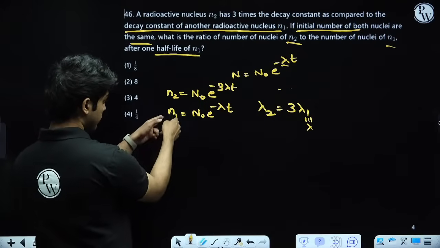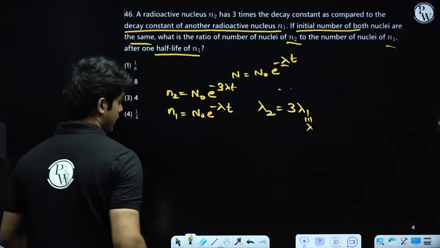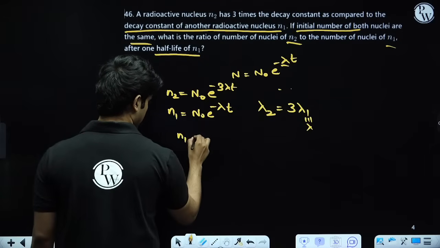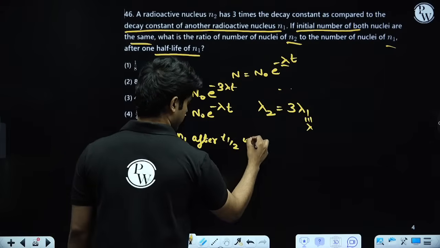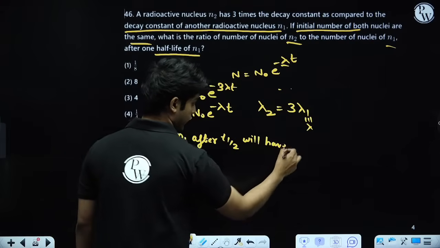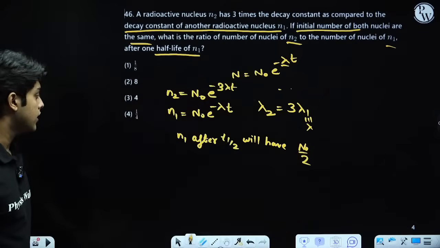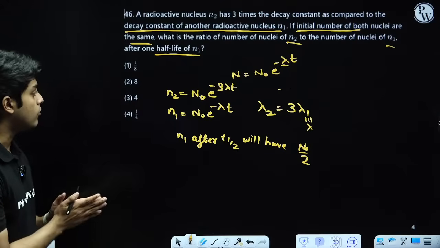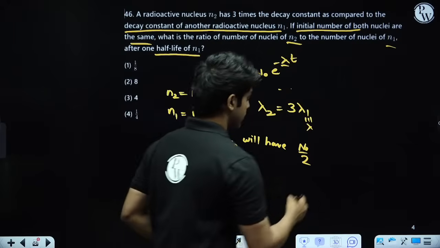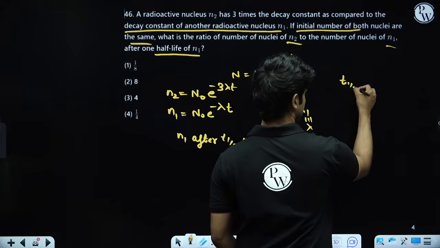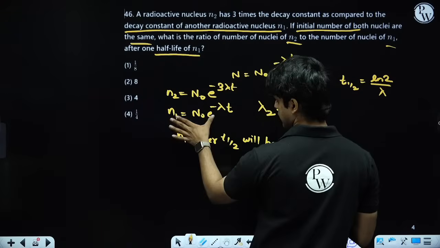So after one half-life of N1, N1's number of nuclei will be cut into half. So initially we had N naught, so finally N1 after T half will have N naught by 2 nuclei. Okay, this is straightforward. That is the definition of T half, right? Now we need to find out what is that time for N2. So T half is ln2 divided by lambda for the N1 guy.